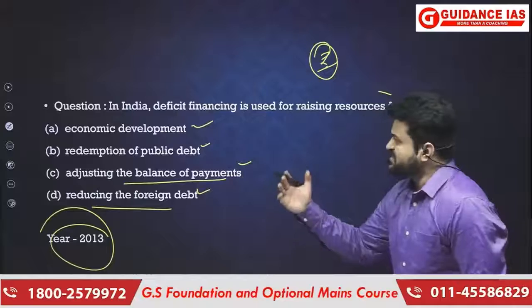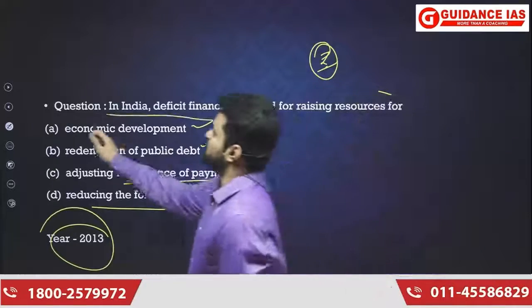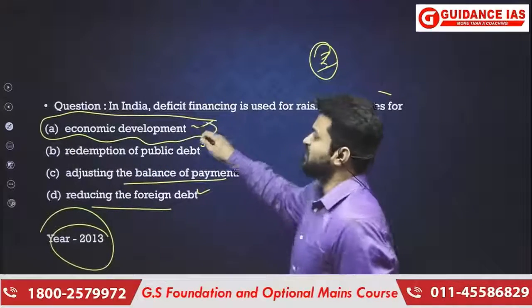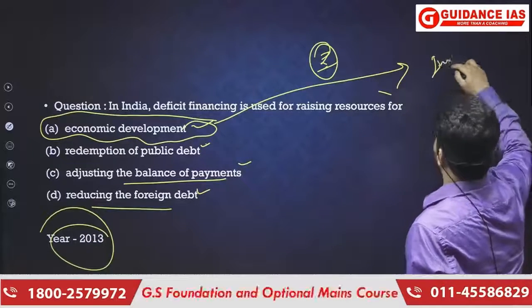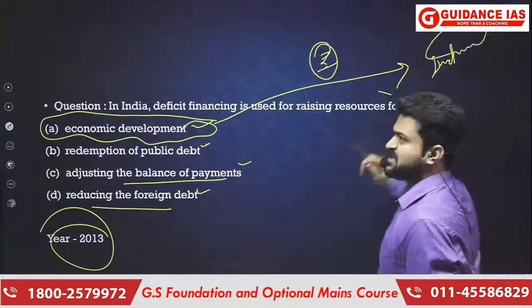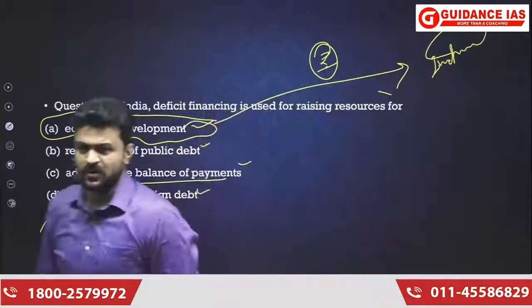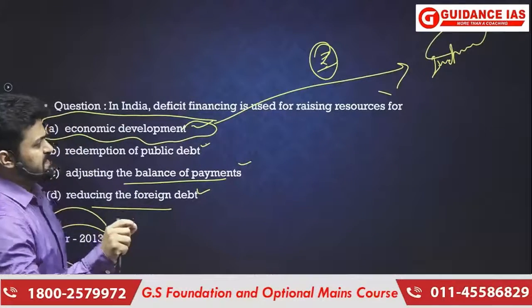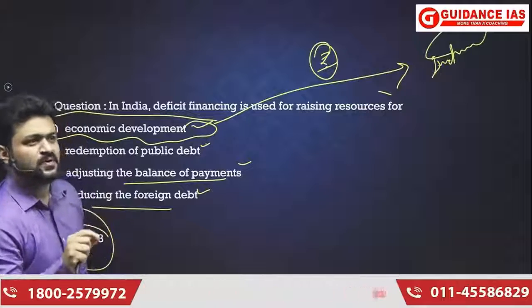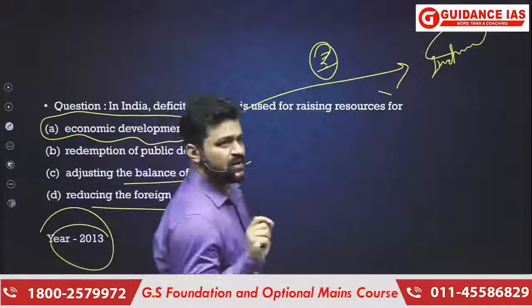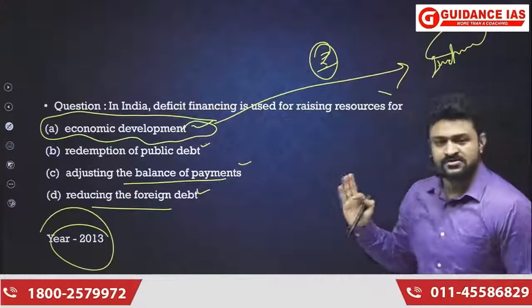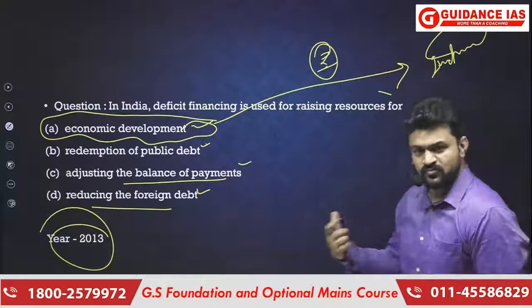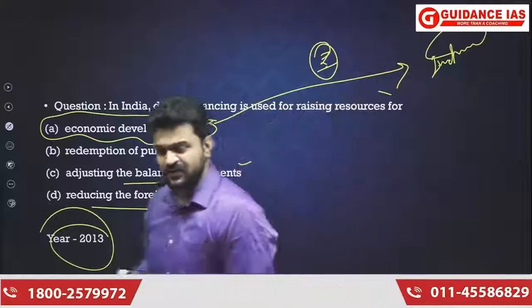So what was the main purpose? I already told you it was economic development, that is, to meet the requirement of the investment plans that the government used to design. That was the major purpose. I said it was mainly because of the increase in forex that we stopped resorting to deficit financing as a method to meet developmental expenditure in the country.